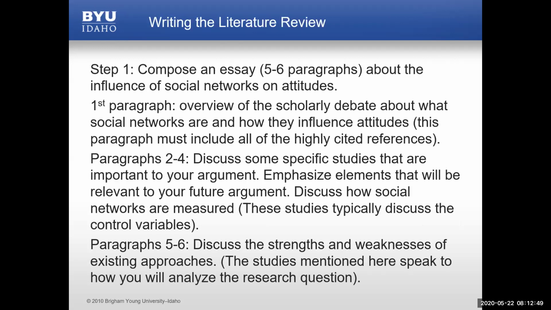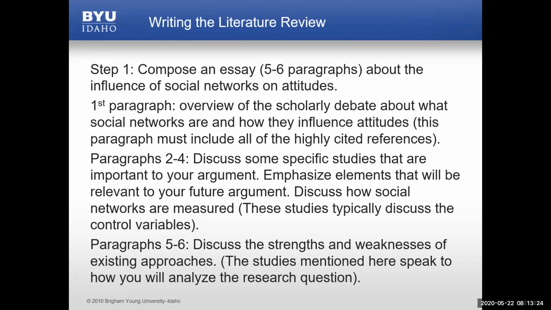So the first thing you're going to do for literature 1 is compose an essay about 5 to 6 paragraphs long about the influence of social networks on attitudes. In that first paragraph, you're going to do an overview that has all your highly cited references in it so that people believe that you know what you're talking about. You're just going to say, here's the research that's been done on social networks and how they influence attitudes. So you have this big introductory paragraph that lets people get a feel for what's been done on social networks.